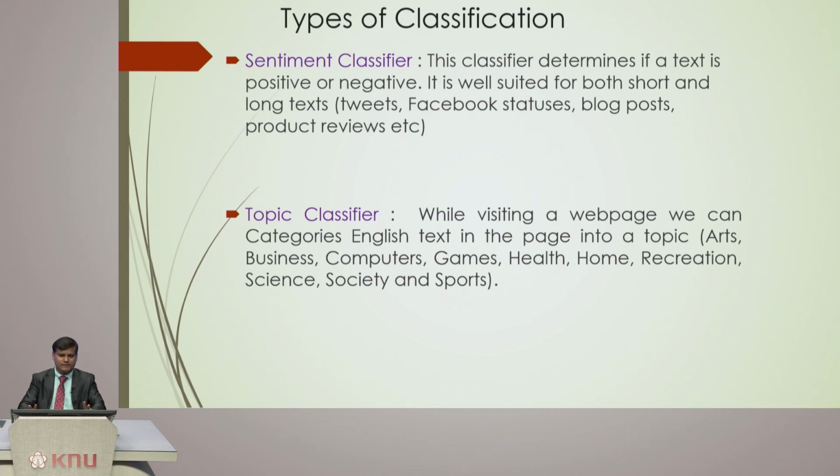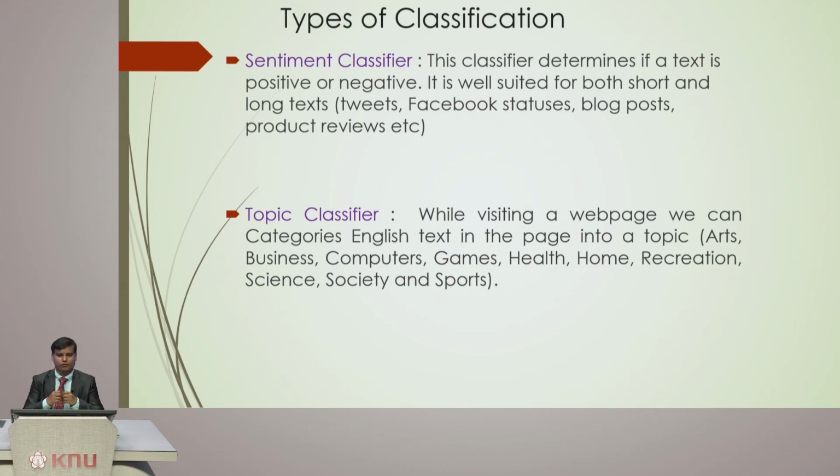Let's briefly see some of the types of classifiers. The first one is the sentiment classifier. So this classifier determines if a text is positive or negative. This can be used to evaluate product reviews. For example, in Amazon, if you are going to buy a product and you can see those reviews, right, based on that review you can classify whether these reviews are positive or negative.